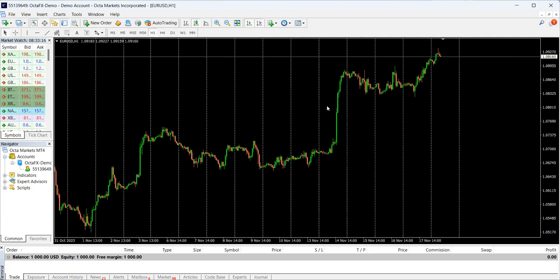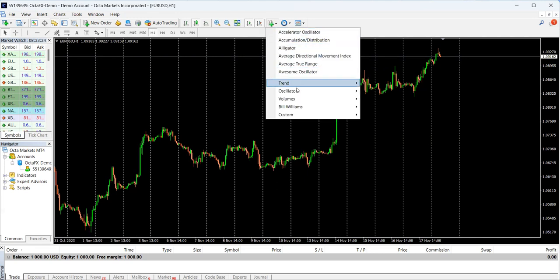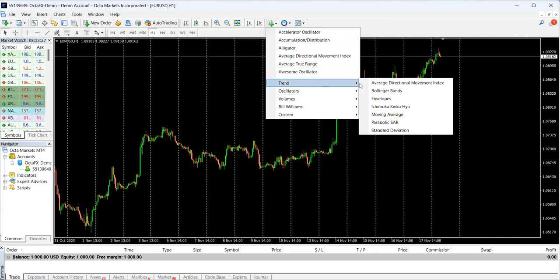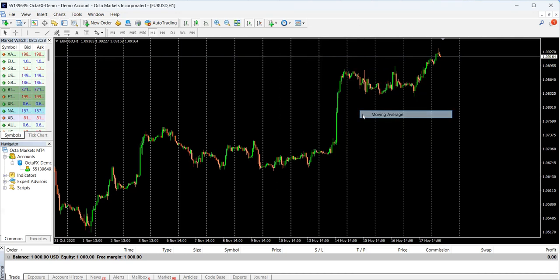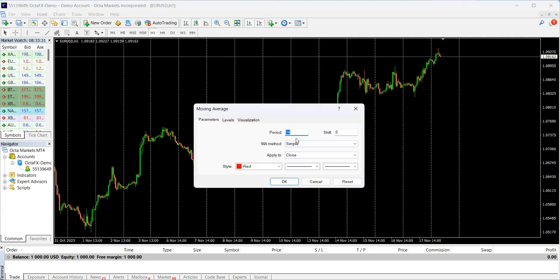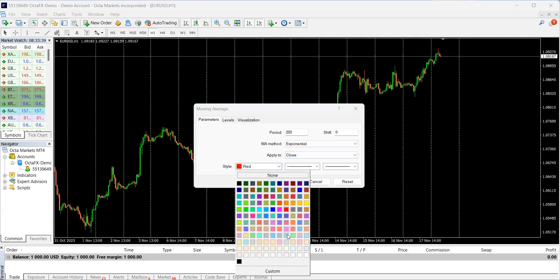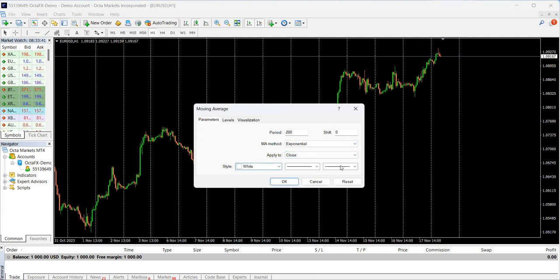The first that I'll be applying on my chart is the exponential moving average 200. That on its own shows me the longer trend of the chart. See that I've just typed in 200, changed from simple to exponential, changed the color to white, and then I make it thick. Yeah, then I'm good.